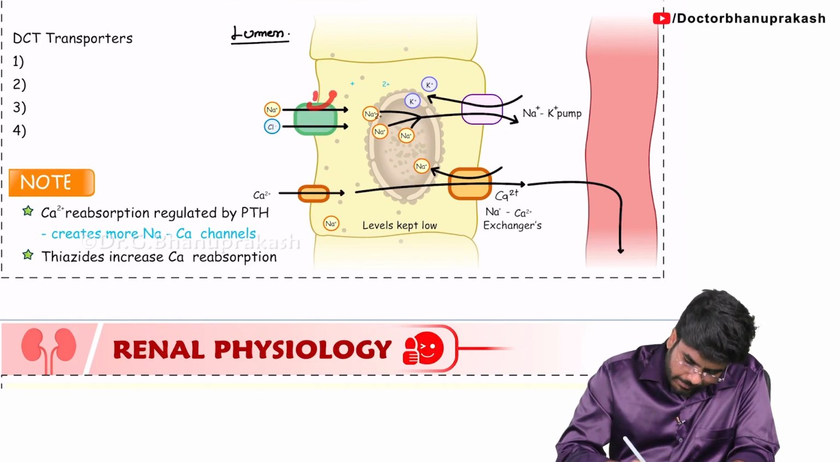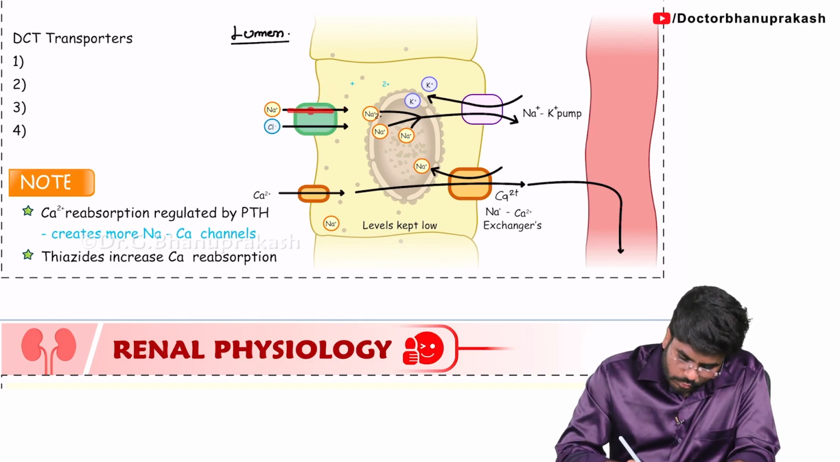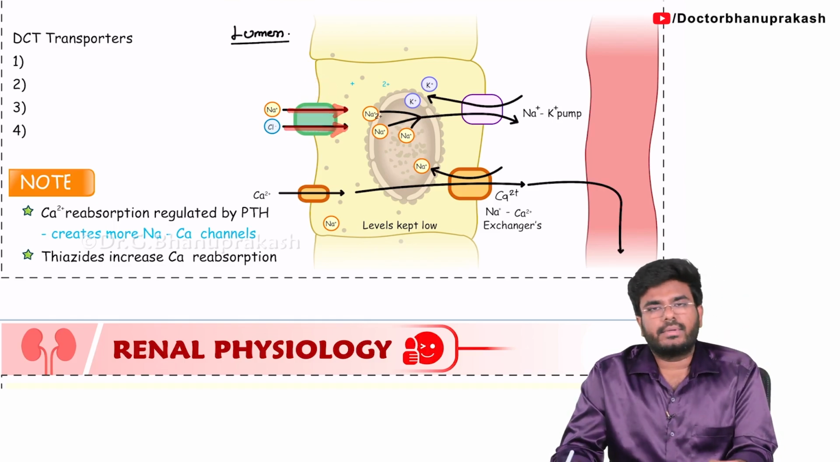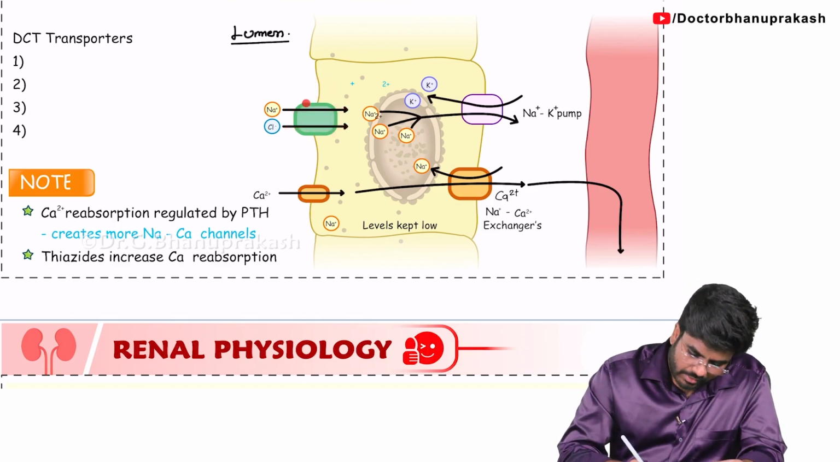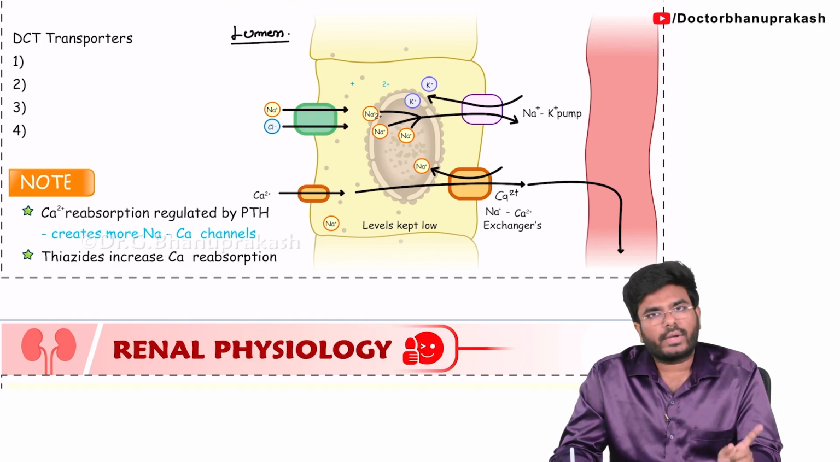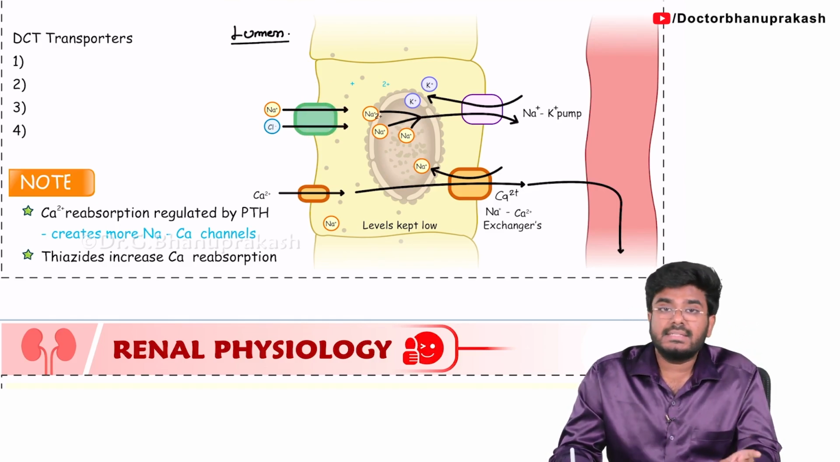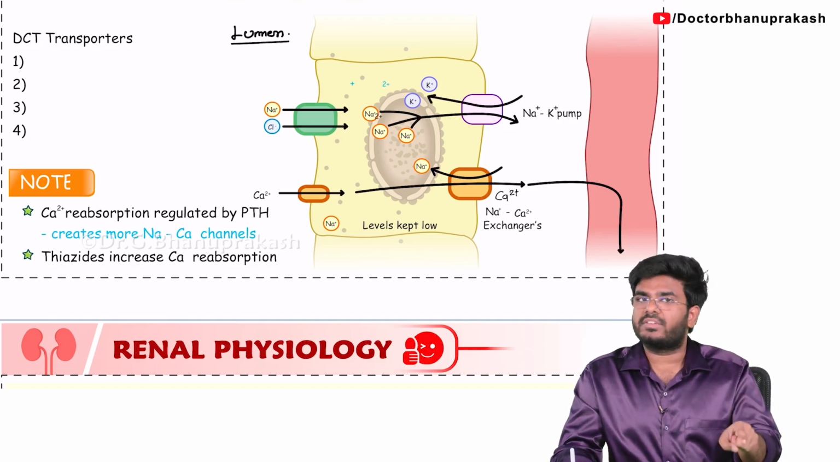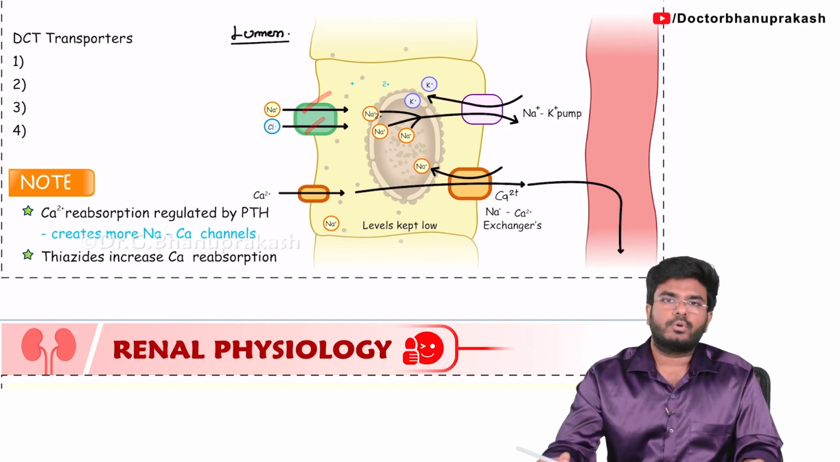See, transporter number 1, this one, is reabsorbing sodium and chloride. So what is the name of this transporter? You can call it the sodium chloride importer. This is not NCC. NCC is different. That is sodium potassium 2 chloride, which is different. This is just the sodium chloride importer.